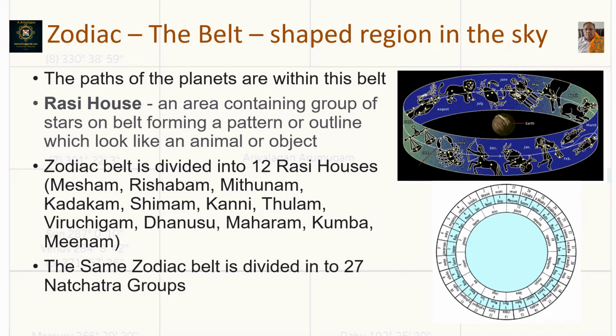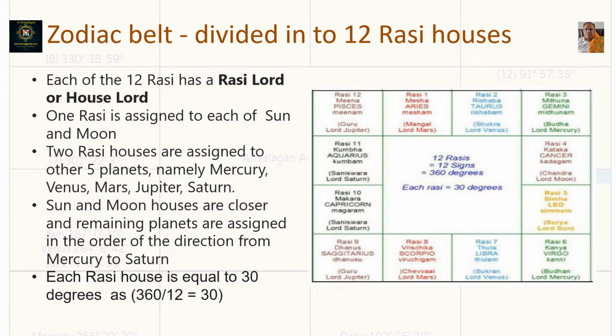I will explain further. But the idea is that the entire zodiac belt is divided into 12 Rasi houses of equal 30 degrees, and each house has an icon or a sign to identify that segment. In the same way, the 27 Natchatras also have icons for identification purposes, and these 27 Natchatras are assigned to the 12 Rasi houses, as we will see.